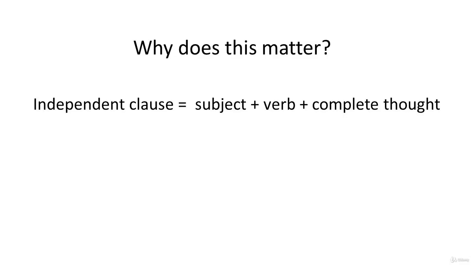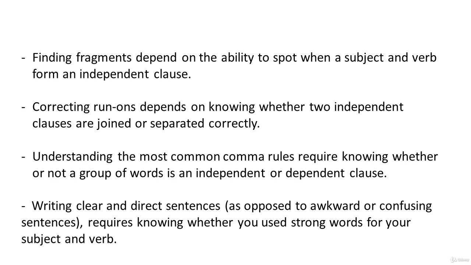Okay, why does this matter? Why did I make a whole lesson just on subjects and verbs? When you have a subject and a verb, a complete thought, you have something that's called an independent clause. If you have a subject and verb, but it's not a complete thought, it's called a dependent clause. A lot of rules refer to dependent and independent clauses. Let's look at some of these things. Finding fragments depends on the ability to spot when a subject and verb form an independent clause. When you're trying to correct run-on sentences, that depends on knowing whether or not you have two independent clauses in a sentence and whether or not they're joined correctly.